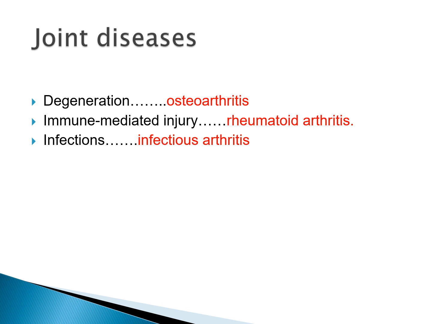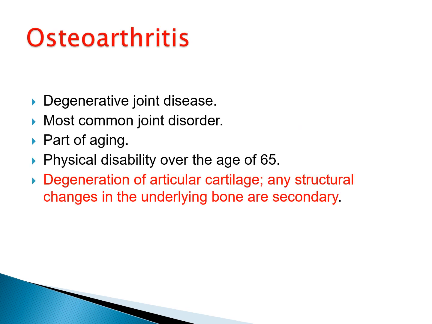And the second group is immune-mediated injury. The best example on this is rheumatoid arthritis, التهاب المفاصل الروماتيزمي. And the third group of disorders is the infections. We call it infectious arthritis or septic arthritis. There are many other diseases of the joints like deposition diseases like gout and pseudogout أو مرض النقرس. وفي عندنا tumors of the joints, but we will not cover these aspects. So we will start with osteoarthritis.